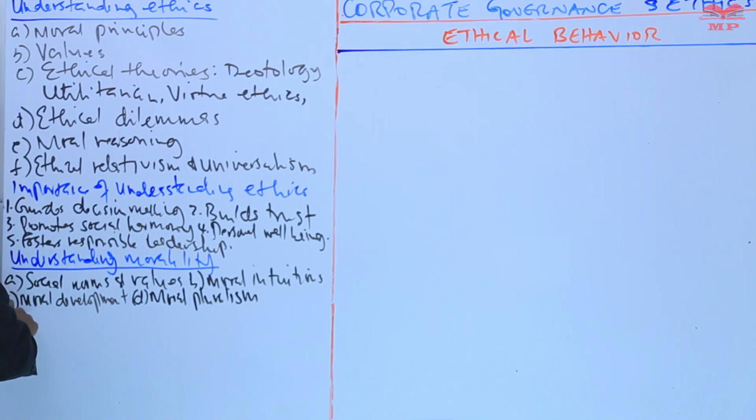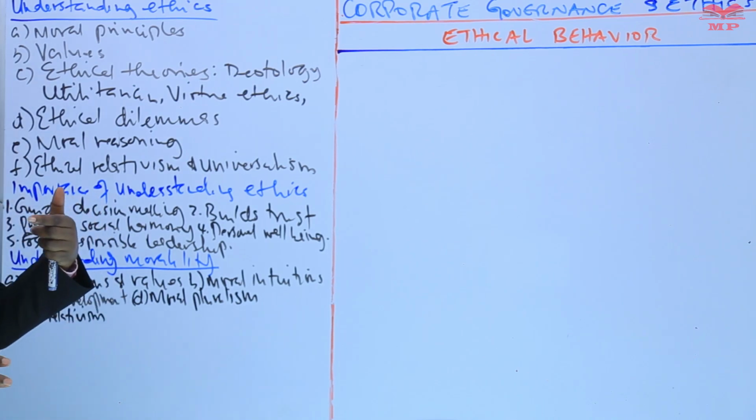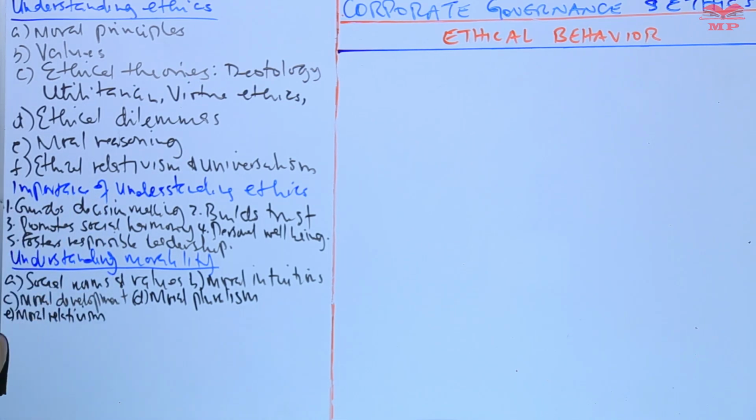Five, we have moral relativism. Moral relativism is the view that moral judgments are relative to cultural and societal contexts in which they are made. That means that there are no universal or objective moral truths, and what is considered right or wrong can vary depending on the cultural or social norms of a particular society or community. Moral relativism.